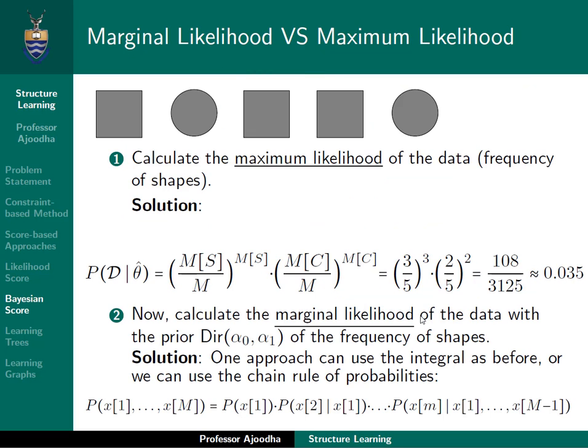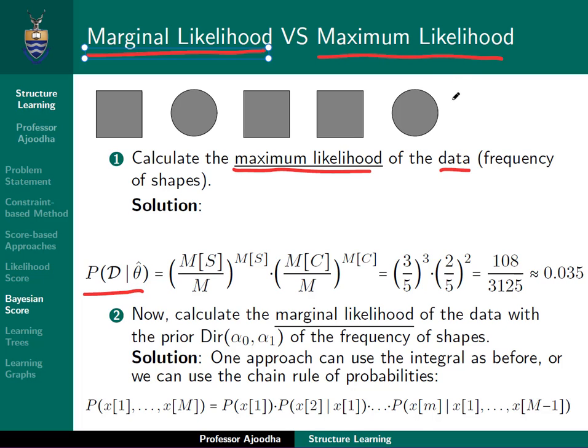So what is the difference between marginal likelihood, which is this one here, and maximum likelihood, which is this one here? Let's look at the example. Here I ask you the first question: calculate the maximum likelihood of the data. I'm not asking you to calculate the parameter value. I'm asking you to calculate the likelihood of the data, the maximum likelihood of the data. So how do you do that? Well, how do we denote that firstly? It's the probability of this data given the maximum likelihood parameter. The maximum likelihood parameter is given to us.